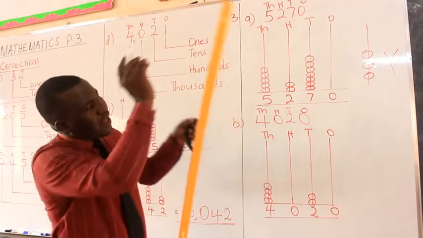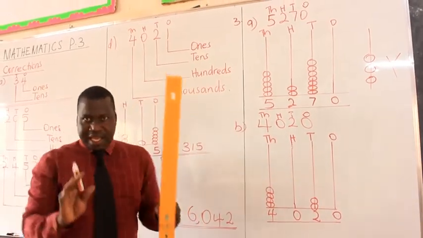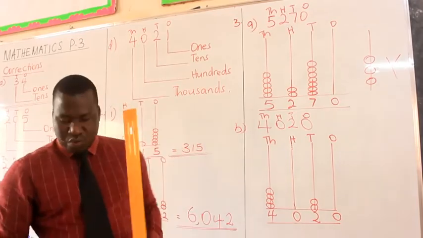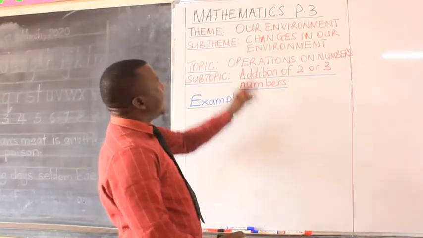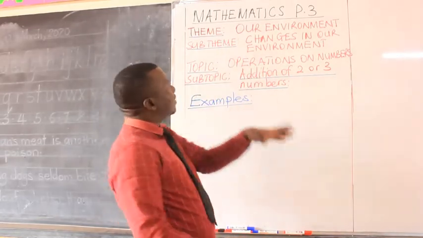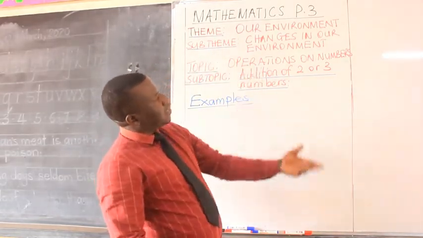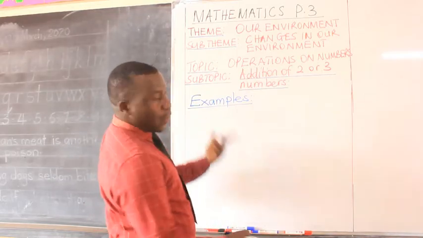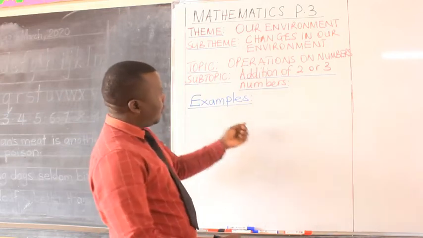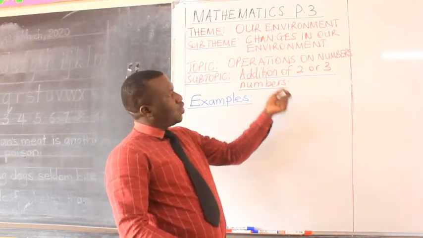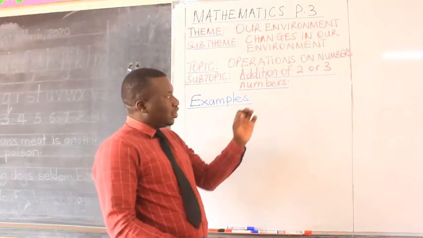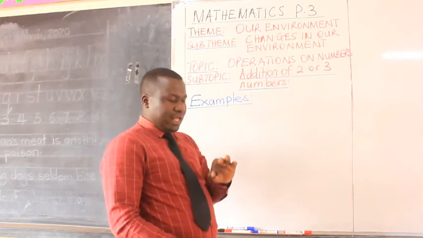So dear children, that was the activity that I gave you last time. Now I want us to move to today's lesson. Our theme is our environment. The sub-theme is changes in our environment. The topic is operations on numbers. And our subtopic today is addition of 2 or 3 numbers.